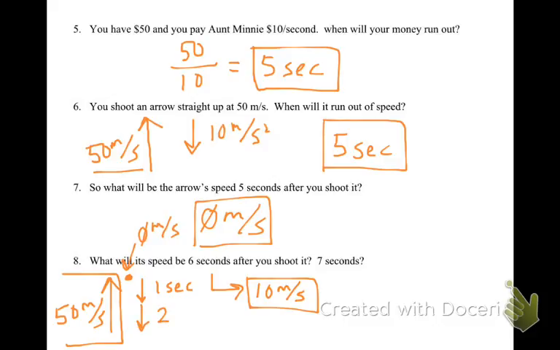After 2 seconds, it's moving 20 meters per second. Kind of cool. 3 seconds is 30 meters per second, and so on and so forth. So after a round trip of 10 seconds, it's going to be back to its original speed. And if you shot it straight up, it'll be right back to its original location.